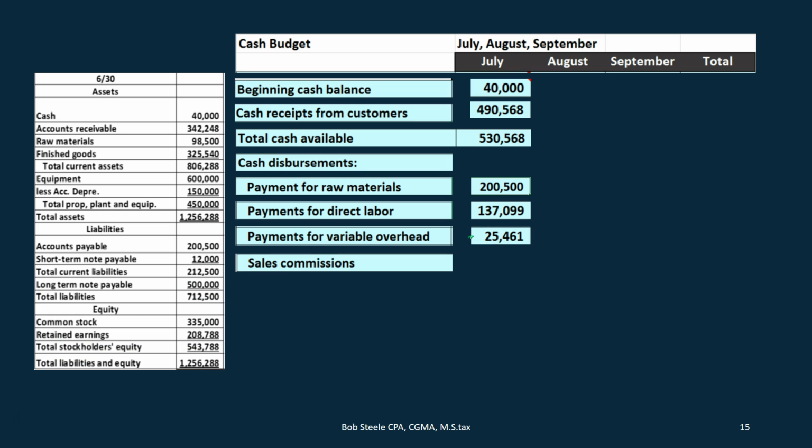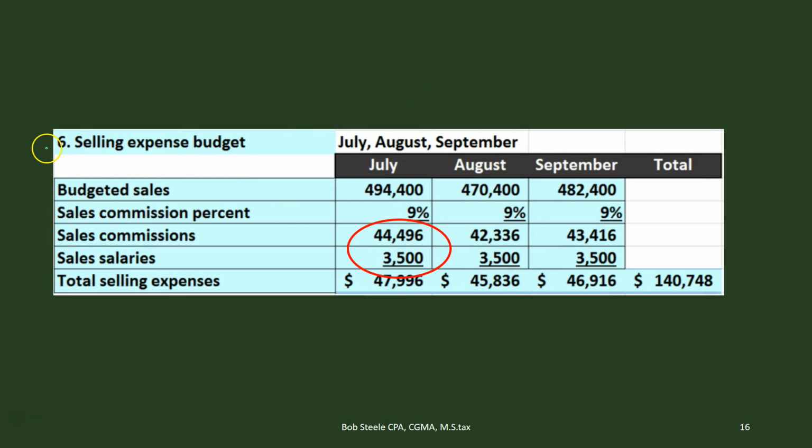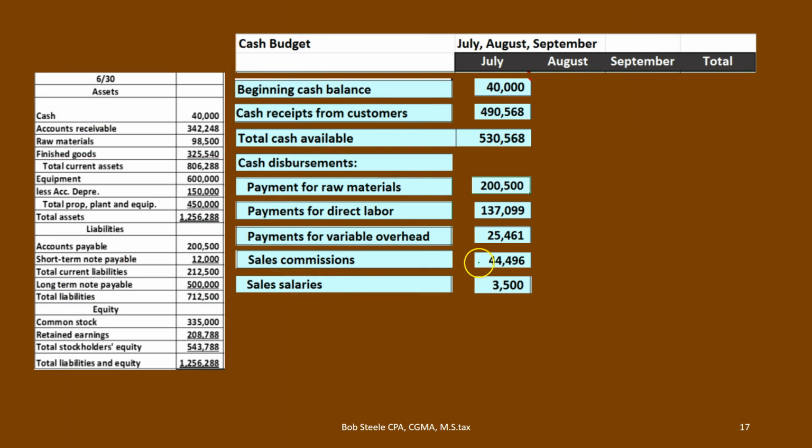All right, so there we have the 25,461. Then we're going to have the sales commission and the sales salaries, which we're going to bounce back to the selling and expense budget. So here's the sales commission, the sales salary. We could have combined them into just selling expenses here, but we're going to break them out in our cash budget. So we broke those out separately. Then we're going to have the general and administrative expenses.